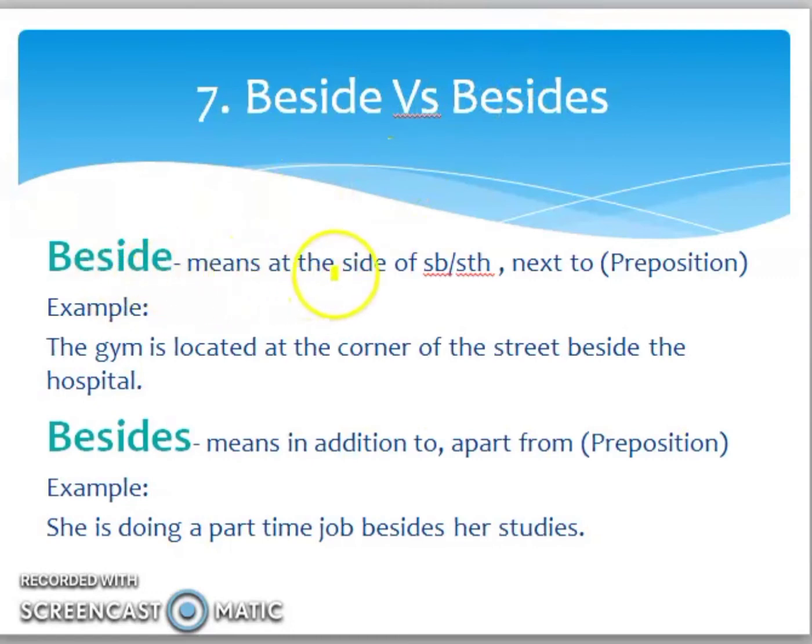Beside means at the side of somebody or something, next to, when we use it as a preposition. Example, the gym is located at the corner of the street beside the hospital. All right? Now, beside the hospital means next to the hospital. Besides with s means in addition to or apart from. Example, she's doing a part-time job besides her studies. Now, in addition to her studies, she's doing a part-time job.